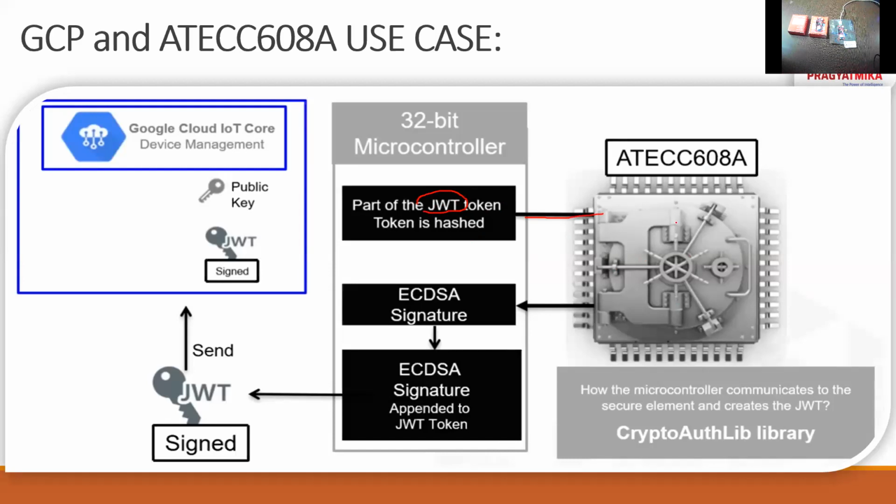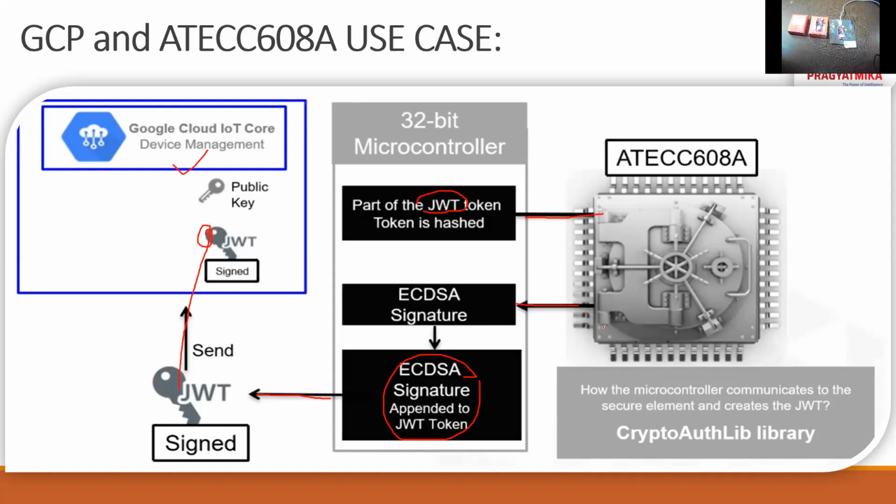The JWT token is received by the ATECC. It stamps a signature over it. The digital signature is stamped over it, and then it is sent back to the controller, and the JWT token becomes ECDSA appended. So this ECDSA is appended by this ATECC. The signed JWT token goes over the network, and then this JWT is sent to the cloud, and the cloud has the public key.